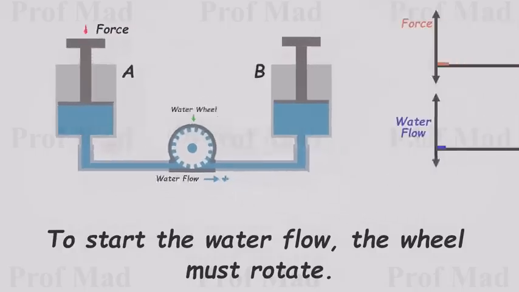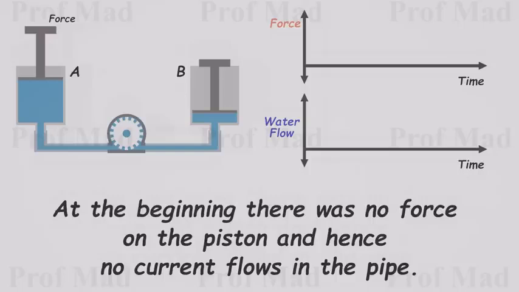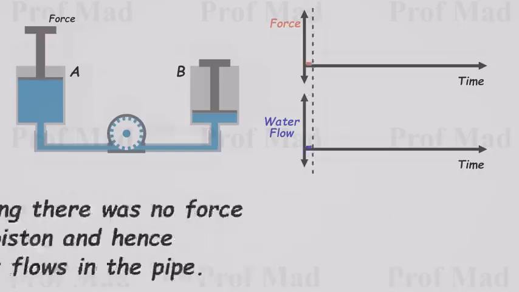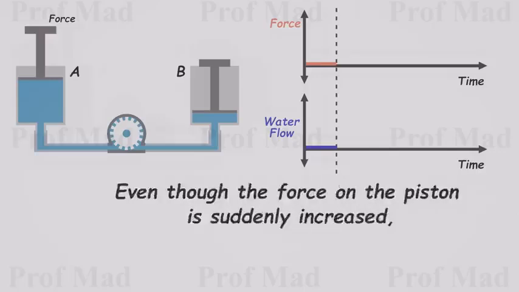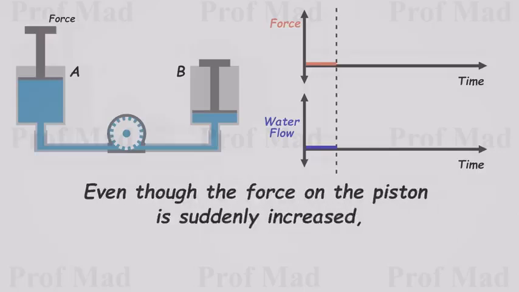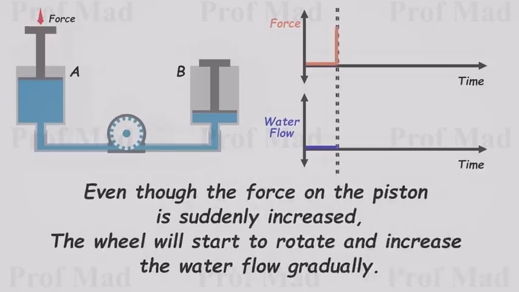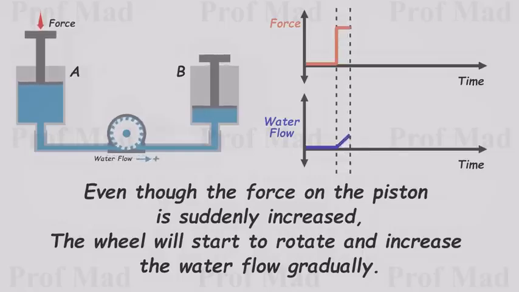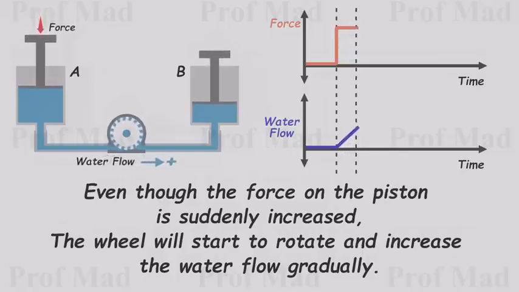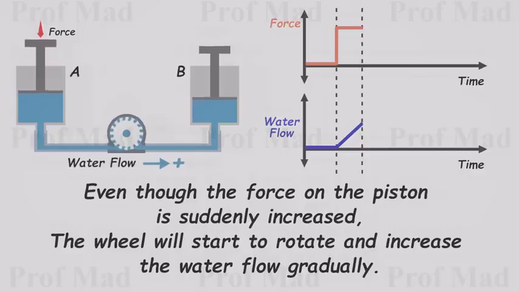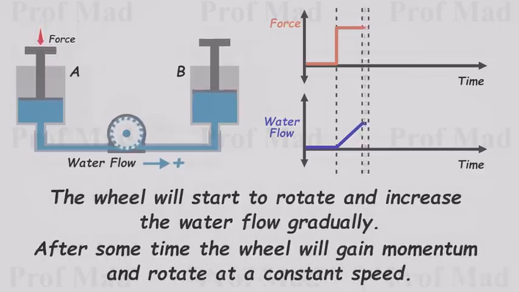Let's illustrate this with a graph of the applied force and water flow. Initially, there is no force on the piston, resulting in no current flow through the pipe. When we suddenly increase the force on the piston, the water flow cannot immediately increase. It needs to set the wheel in motion first. Consequently, the wheel starts to rotate, gradually increasing the water flow. After a while, it reaches a constant speed.